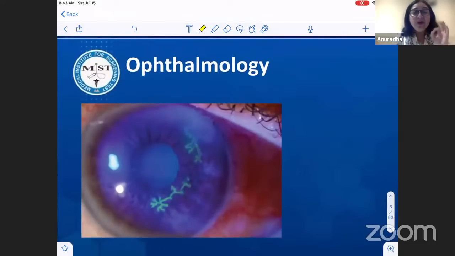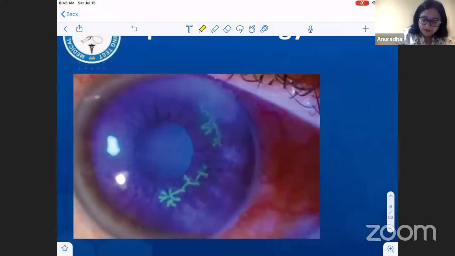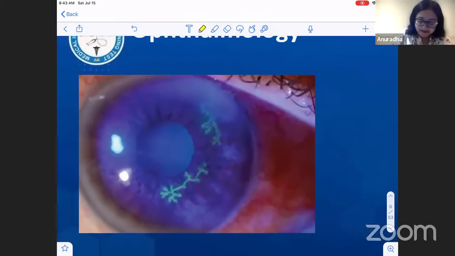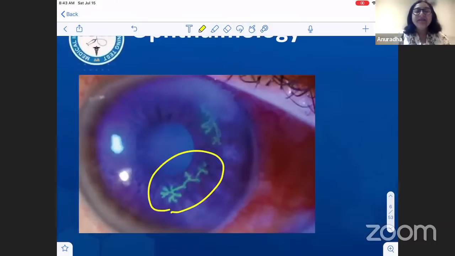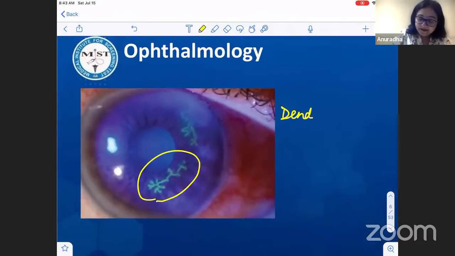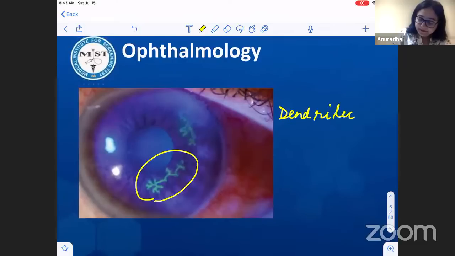Wonderful. So you are seeing here, there is a red eye, but at the same time, there is a lesion in the cornea. And what type of lesion? Classic dendritic lesion, dendritic ulcer. So this is the dendritic ulcer or dendritic keratitis.